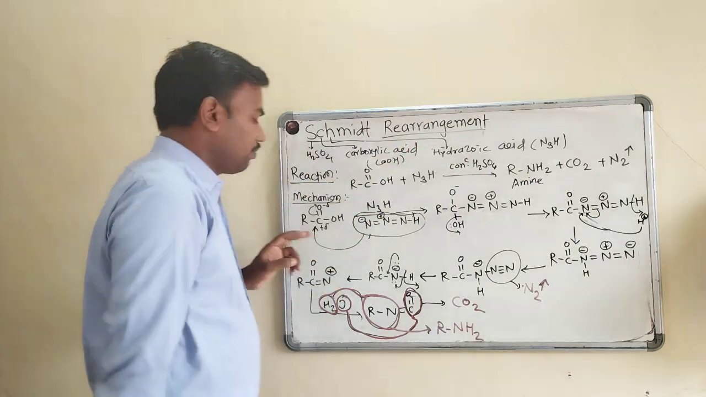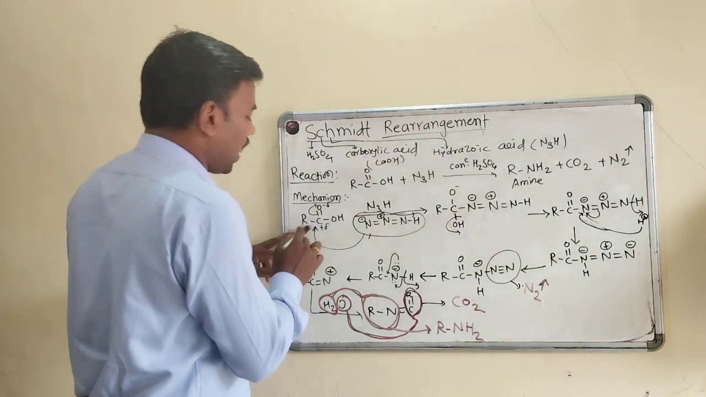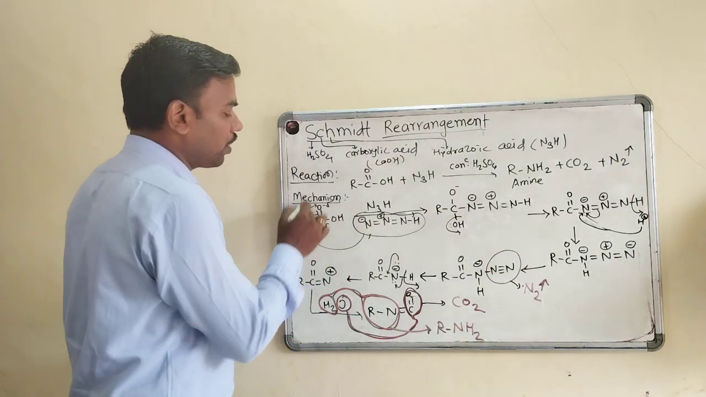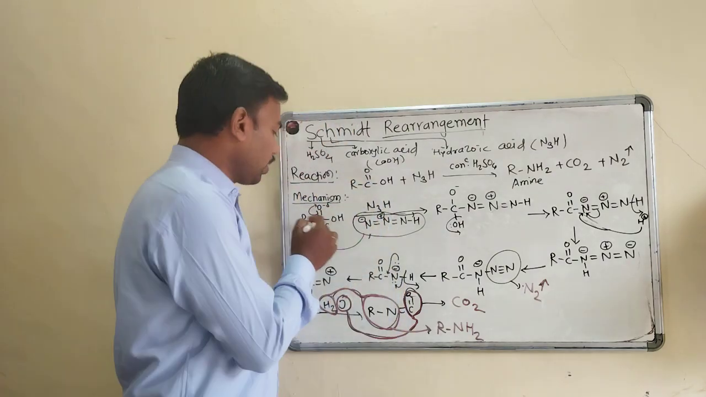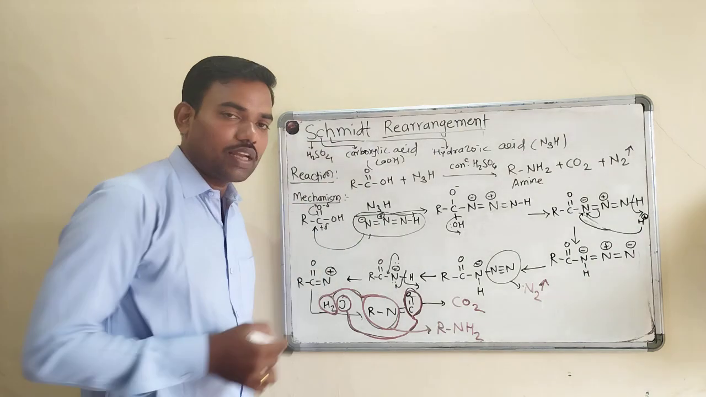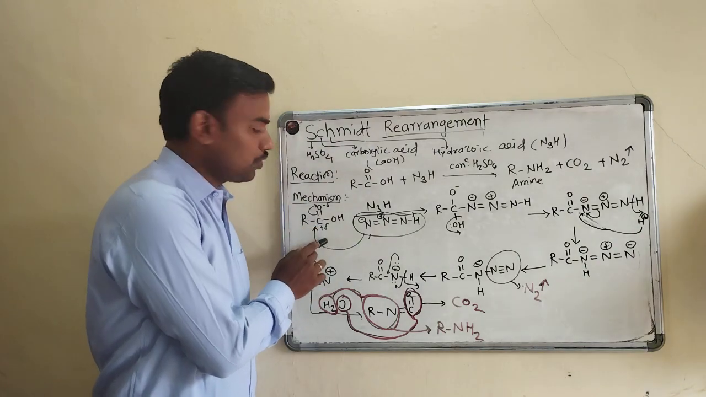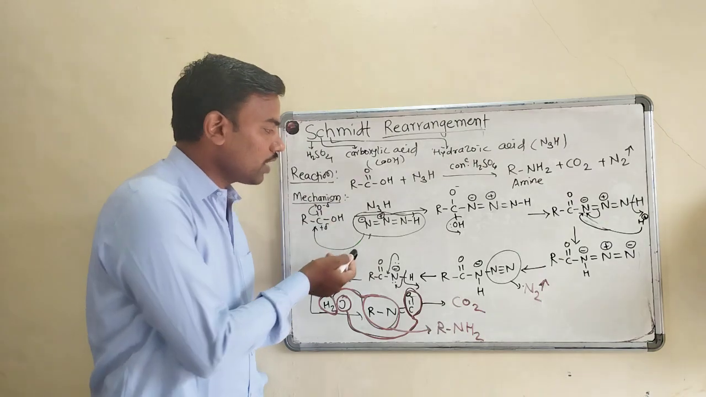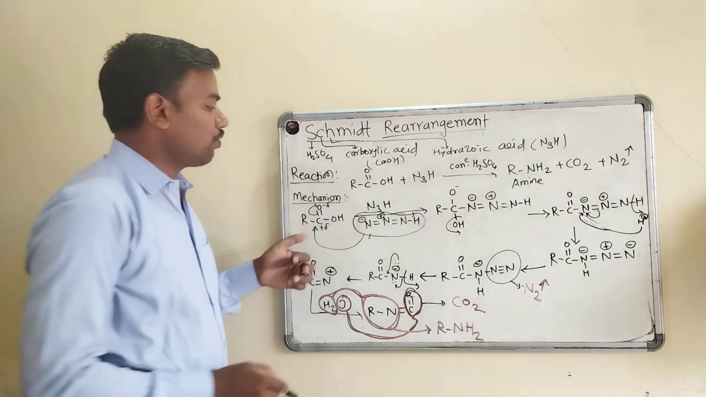So what is the mechanism? Let's see. I have taken this carboxylic acid, RCOOH. All of you know oxygen has greater electronegativity, so oxygen will attract electrons towards itself. So what will happen? Further, carbon possesses a positive charge, oxygen possesses a negative charge. So I have written here. So due to that positive charge, what will happen?